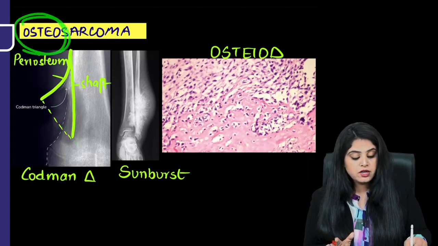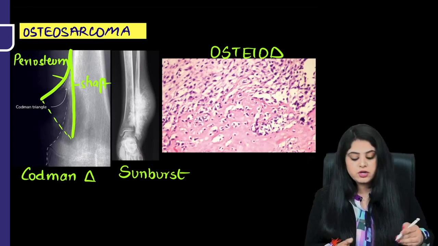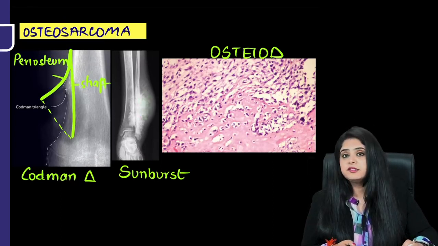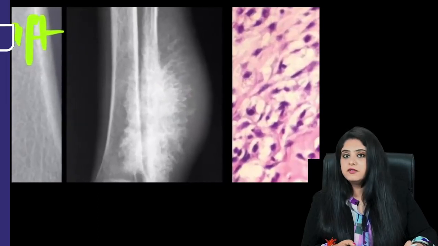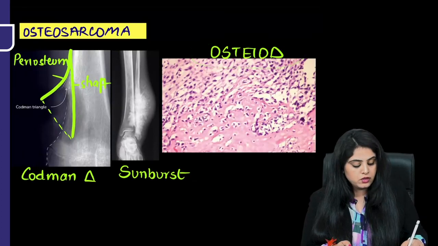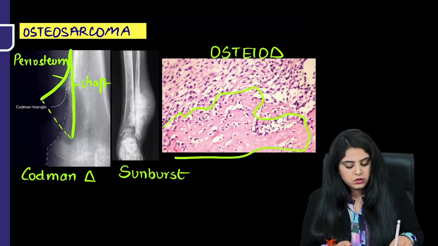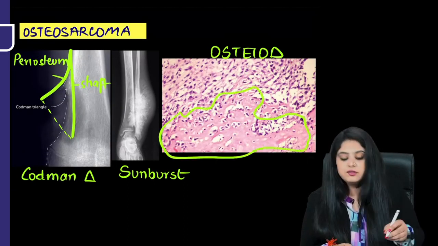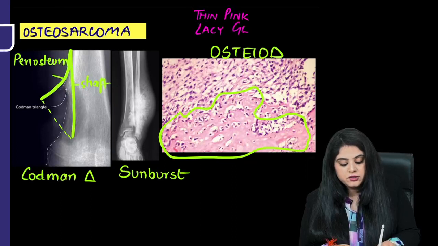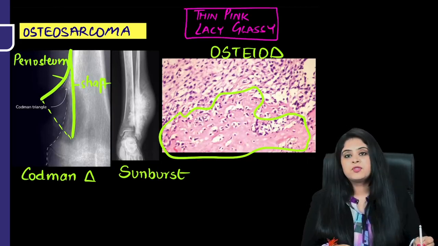Also, osteosarcoma means osteo, a lot of bone production. You will be able to see that bone production in the form of a sunburst or sun ray kind of appearance. And the same osteoid you will be seeing under the microscope. So all this pink material that I'm seeing all throughout, how do you define osteoid? It is thin, pink, lacy, glassy. That is how, as a rhyme, I have learnt it. That osteoid is going to be thin, pink, lacy, glassy. That is what makes it osteoid.